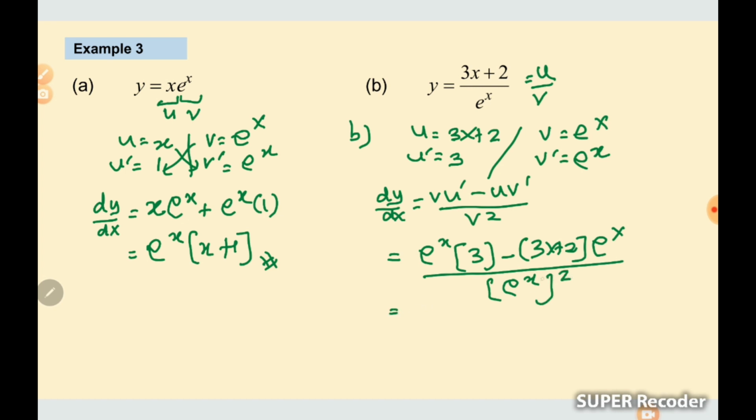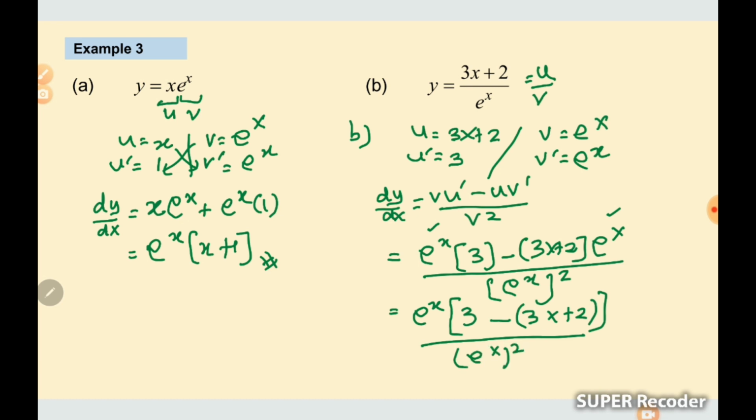So the answer is, what I can do here is I will factorize e to the power of x, because we have e to the power of x at both of them here. So you factorize e to the power of x, so we have 3 here minus 3x plus 2. Remember we have a bracket here, over e to the power of x squared. So you simplify and you get the answer is e to the power of x divided by e to the power of x. So you can cancel out e to the power of x. So 3 minus 3 also, oh no, sorry, you cannot cancel. So you have negative 3x, 3 minus 2 is 1, plus 1 over e to the power of x. Okay, so this is the simplest form.